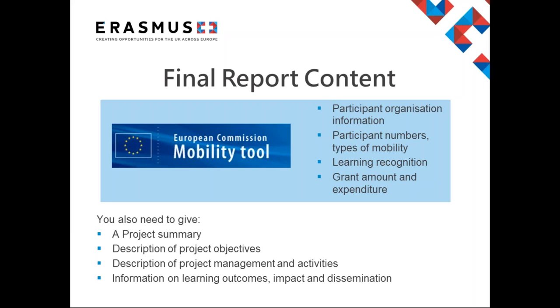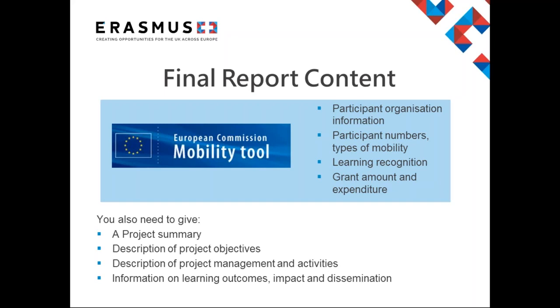As mentioned before, the final report automatically pulls information through from Mobility Tool Plus on the participating organisations, the number of participants and the type of mobility they carried out, i.e. VET learners mobility, staff training abroad, teaching training assignments abroad, participation in a structured course. What learning recognitions have been received by the participants, if you have indicated that they have received Europass certification or ECVET, the final grant amount reported in the tool and the spend against each individual budget heading.